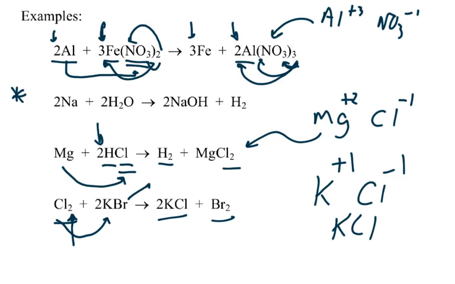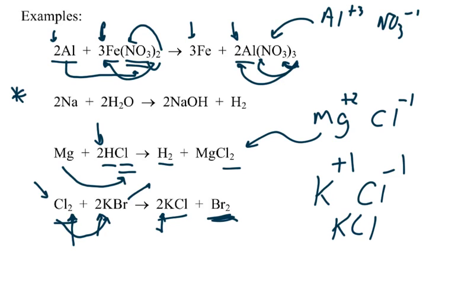To balance, this one's pretty easy. Notice there's 2 Brs here, so that's why a 2 was written over here. And by putting a 2 here, you now have 2 potassiums. So if you put a 2 over here, not only do you fix the potassium, you also fix the chlorine.